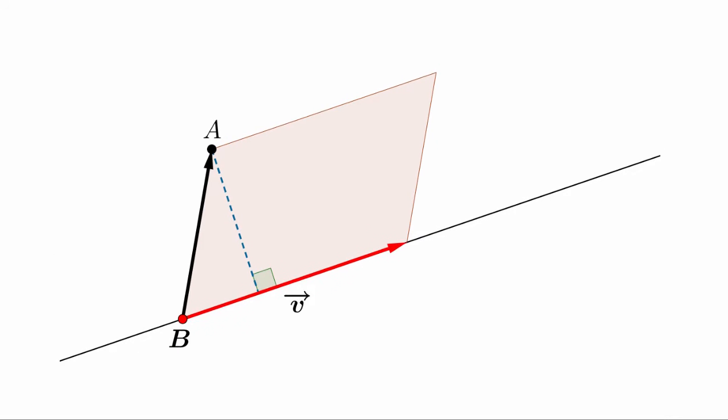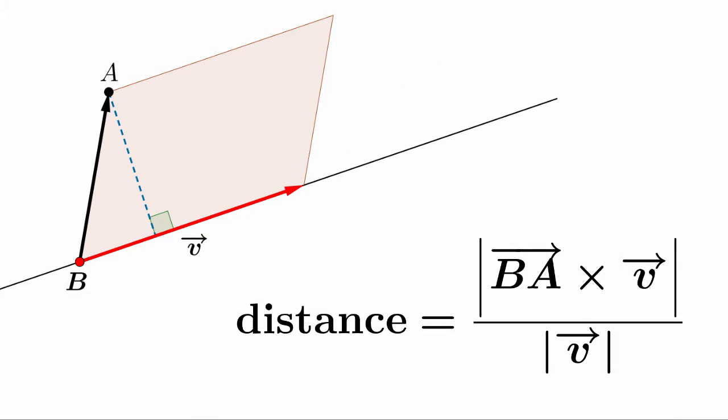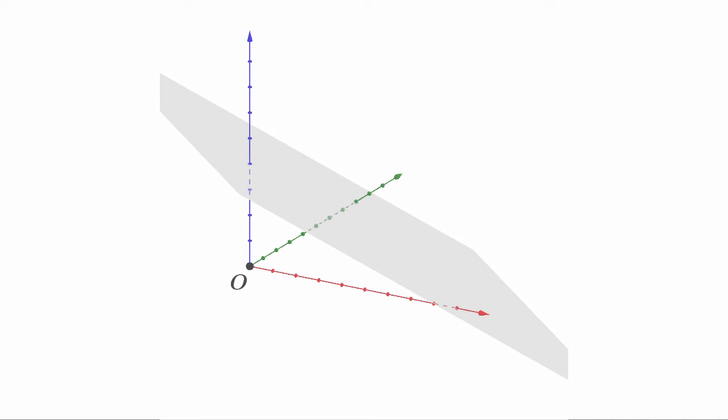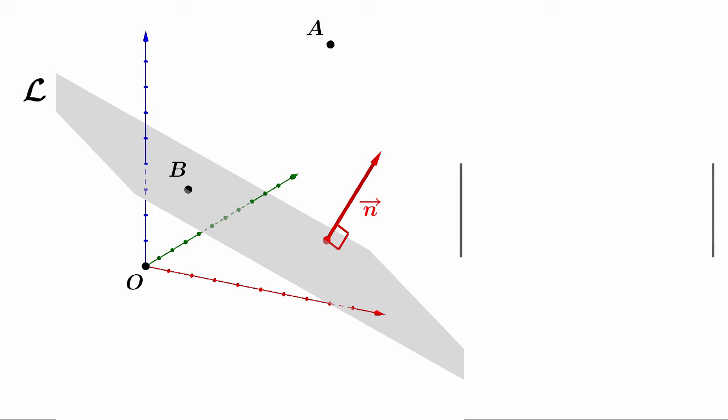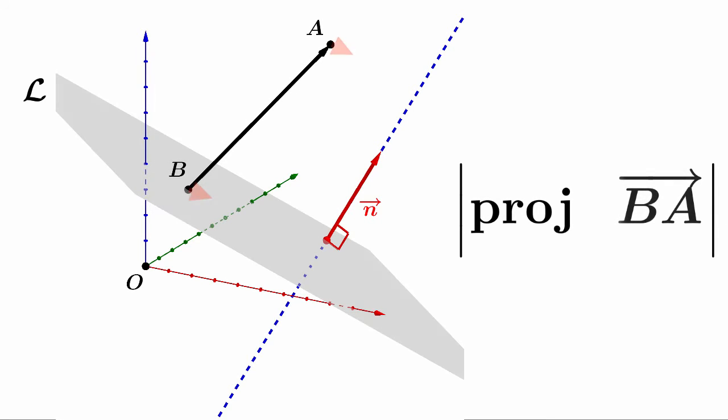Previously, we have learned how to find the distance of a point to a line. We can also, by means of vector operations, find the distance between an arbitrary point and an arbitrary plane. Suppose that we need to find the distance between a point A and the plane L, whose normal vector is n. To do so, we need to pick an arbitrary point B on the plane. The distance we're looking for is simply the magnitude of the projection of the vector BA along the direction of the normal vector n as illustrated.